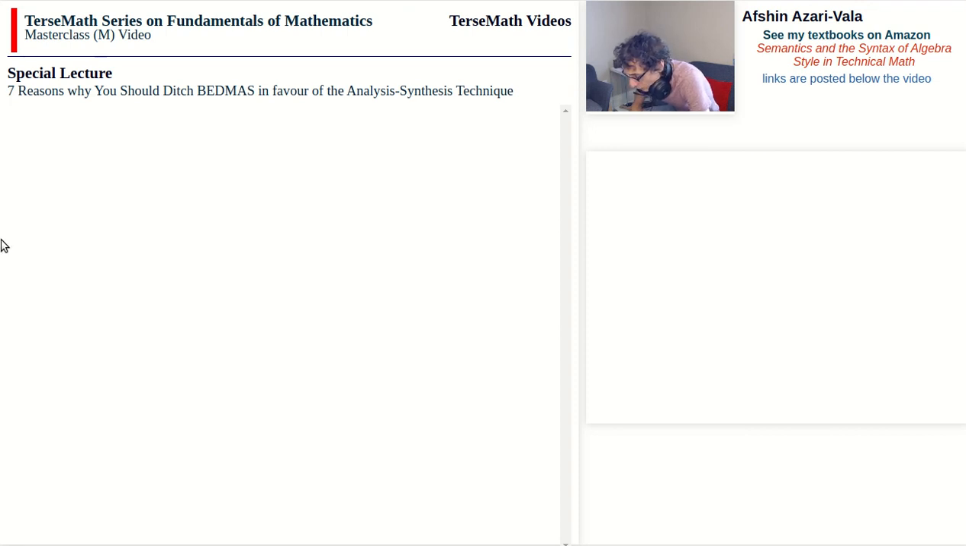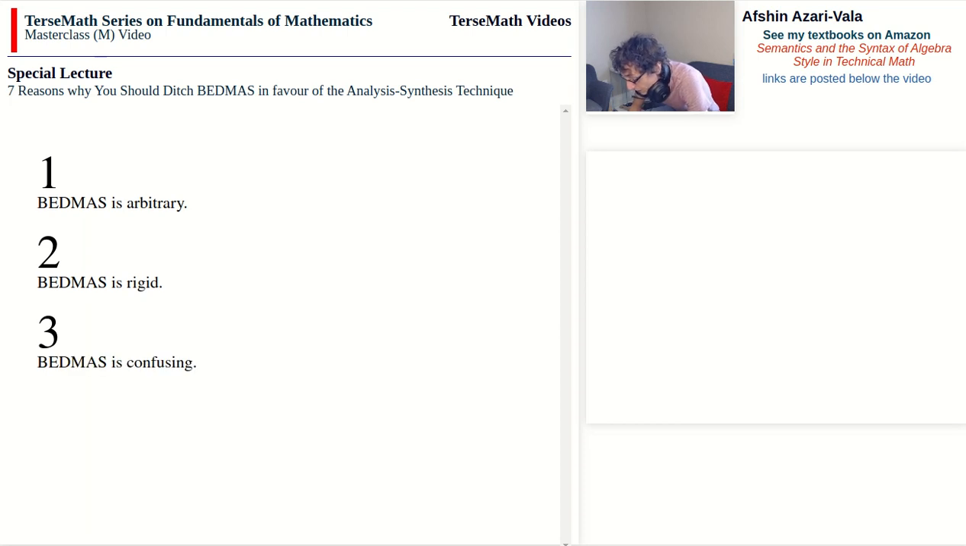Now, to begin, I'm going to list the 7 reasons, and then I will expand on each one individually. Reason number 1, BEDMAS is arbitrary. In fact, the question will be, why is it BEDMAS, not some other sequence of these letters? Number 2, BEDMAS is rigid. It leaves the impression that the sequence that you see in BEDMAS is the only sequence that works, and that's not the case. Number 3, BEDMAS is confusing.